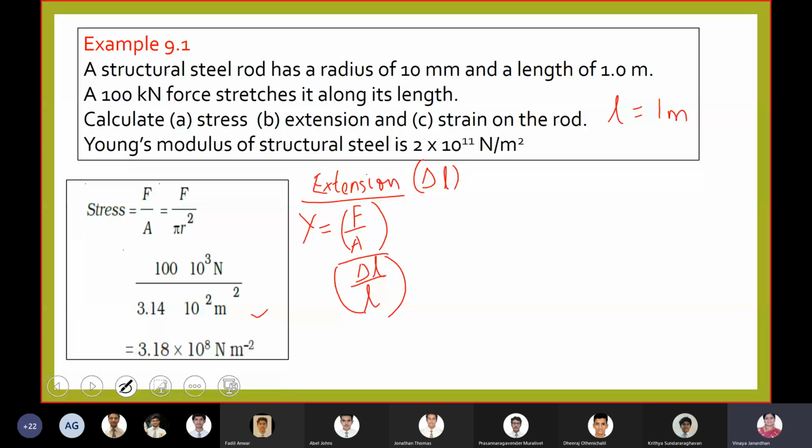Stress is given. Stress is 3.18. That already you have calculated. Can you find?